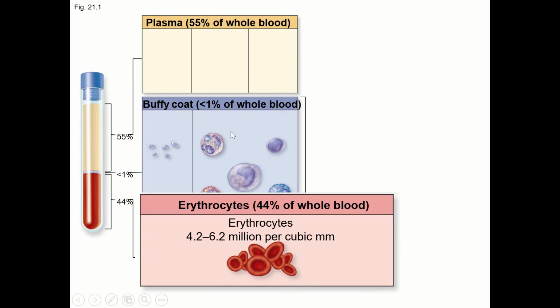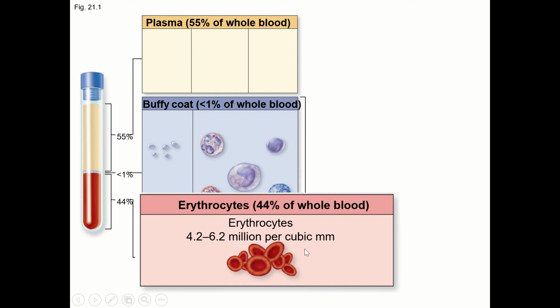Okay, so that was all the buffy coat: platelets and the white blood cells, or leukocytes. And then the red blood cells make up the densest part of the blood. They're about 44% of your whole blood, and they're called erythrocytes. Erythro means red. So erythrocytes are the red blood cells. And there are 4 to 6 million in every cc of blood.